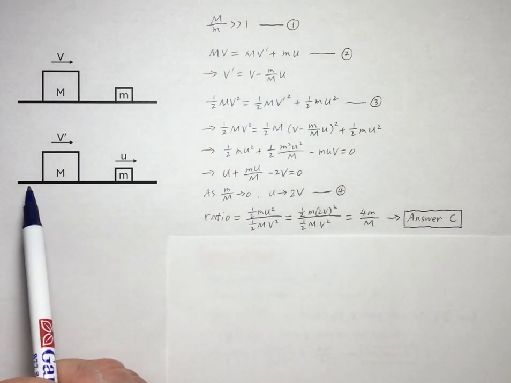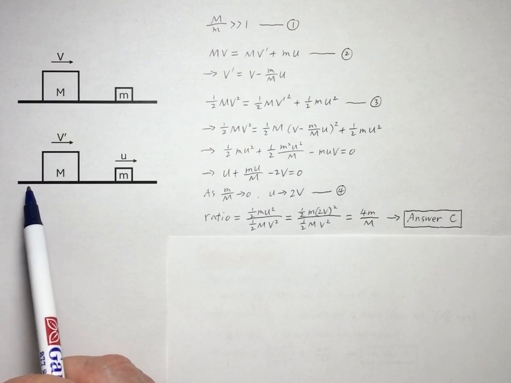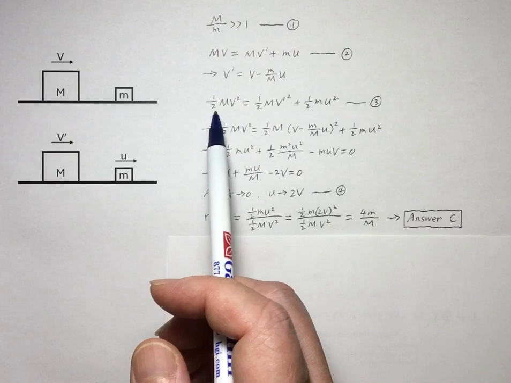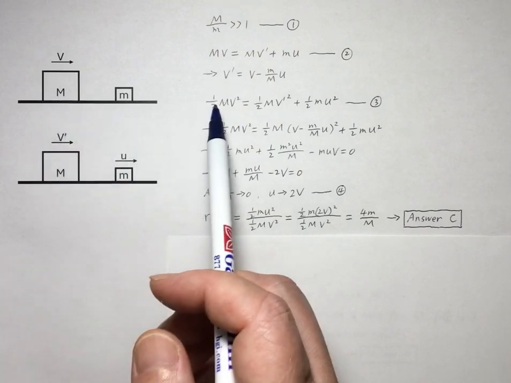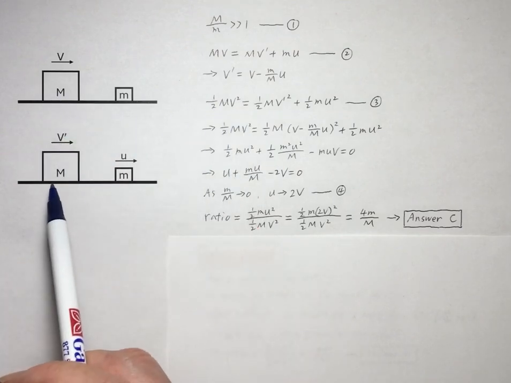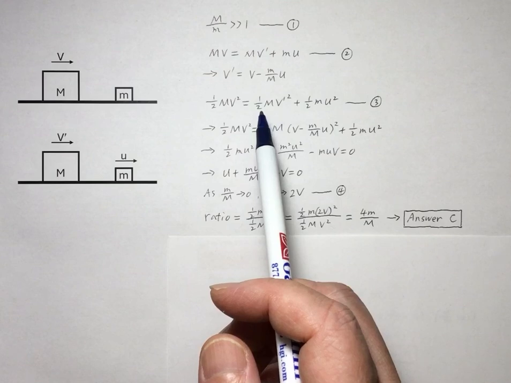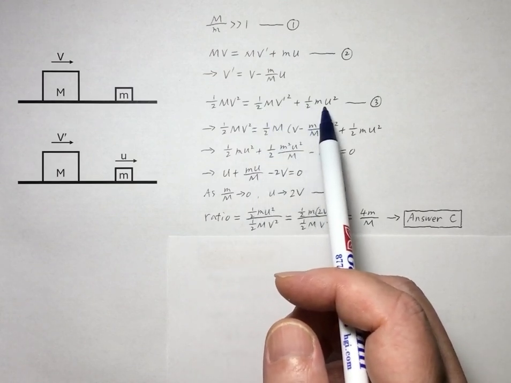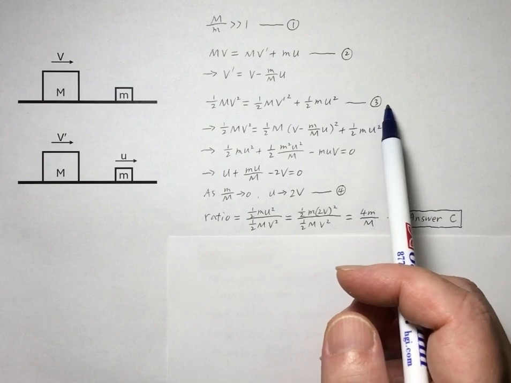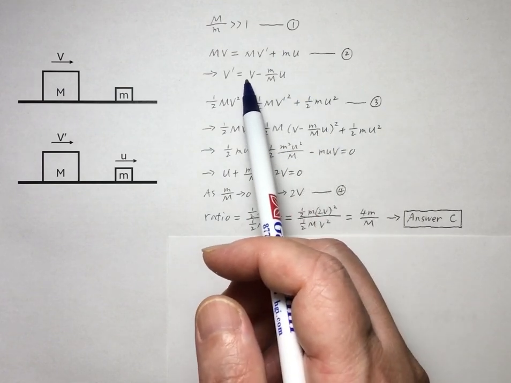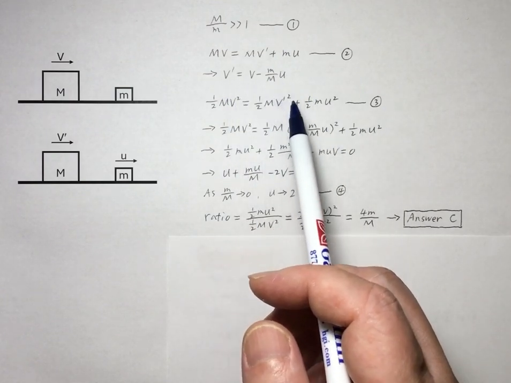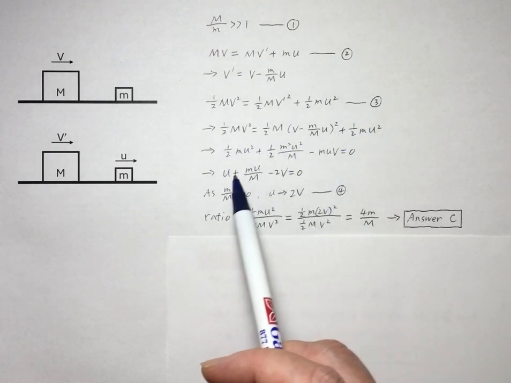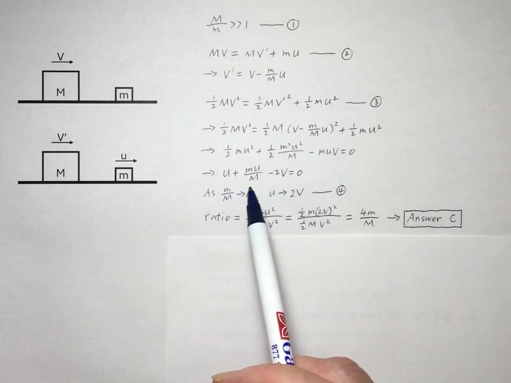Also, the kinetic energy is conserved before and after the collision. Before the collision, the kinetic energy is half Mv squared. After the collision, the kinetic energy is half Mv prime squared plus half mu squared. So this is equation 3. We plug this expression into equation 3, then we get this. Then we clean up, and eventually we get this expression.